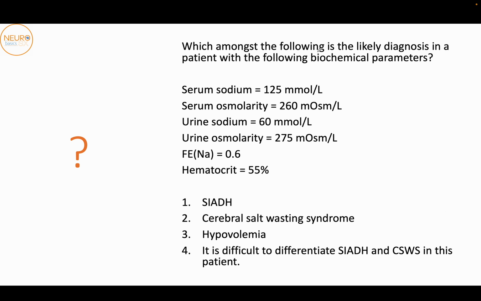Right. So, which amongst the following is the likely diagnosis in a patient who has the following biochemical parameters? The serum sodium is 125, the serum osmolarity is 260, the urine sodium is 60, the urine osmolarity is 275, the fractional excretion of sodium is 0.6, and the hematocrit is 55%.